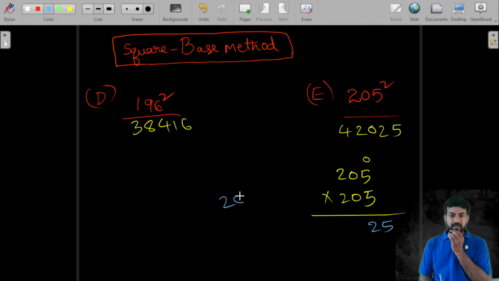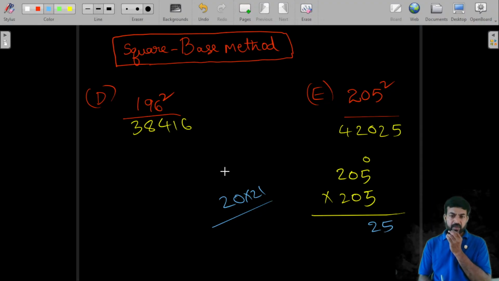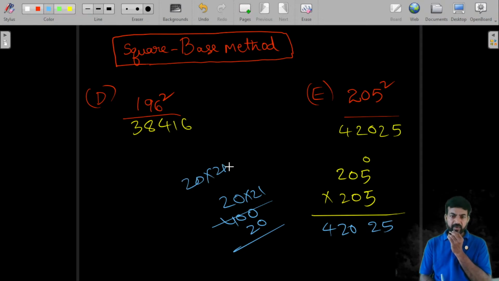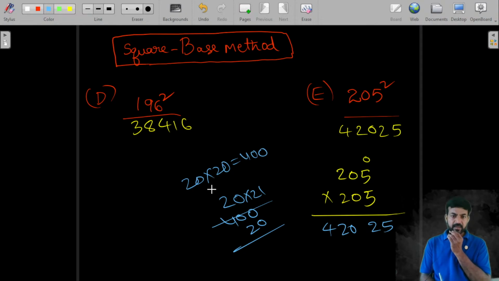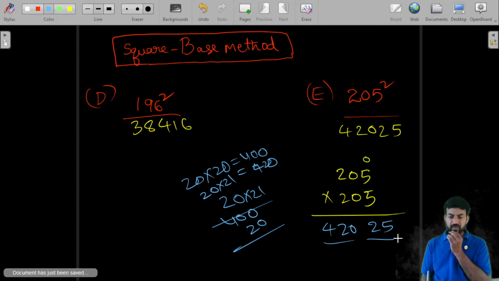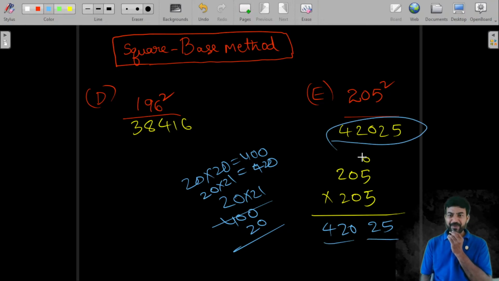20 after number 21, you have to multiply it with that. 20 into 21 is 420, because 20 square is 400, and if you add 20, you get 420. So 20 into 21 equals 400 plus 20, 420. So 420, 25. You need not do everything.